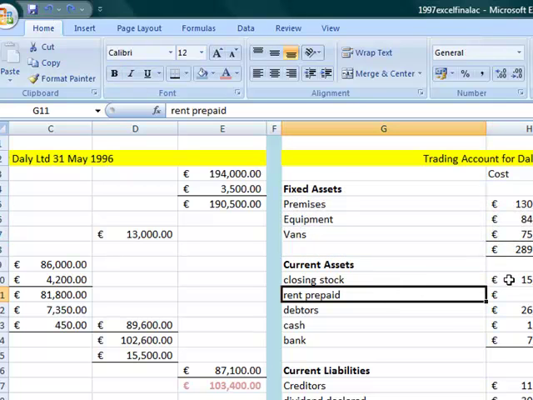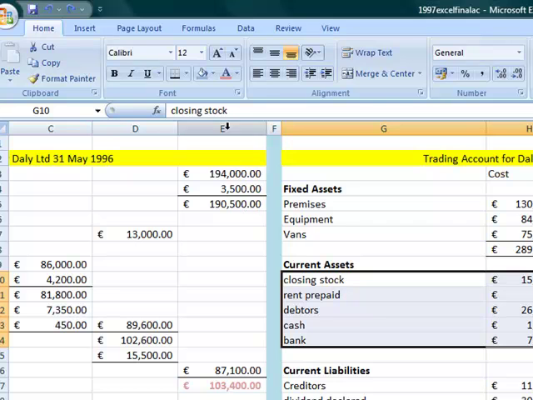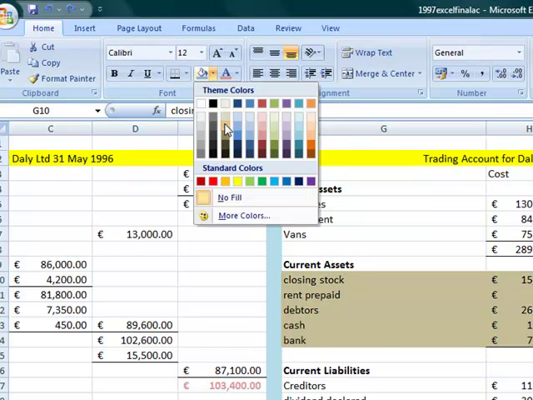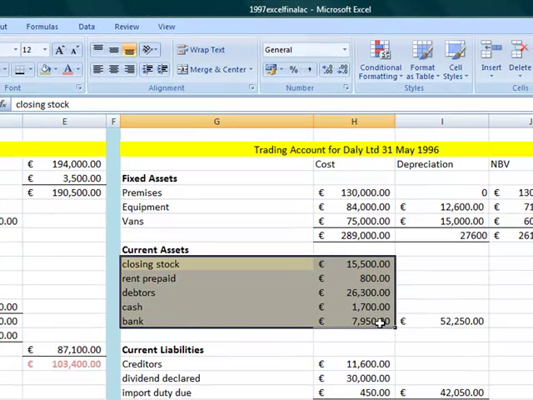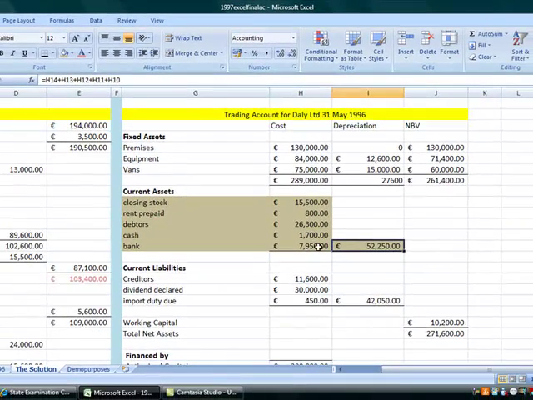Okay, current assets are money, cash, stock. This is money that's in the business that's easily converted into cash. So we list our current assets here. You basically list all your current assets. We just show them again here in brown. When you add up all the current assets, you get 52,250. Okay, so that's very important that you realize that.